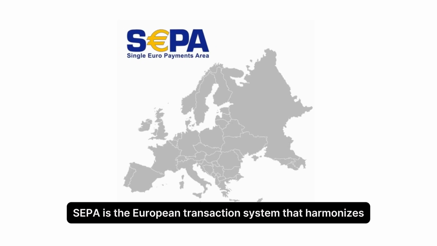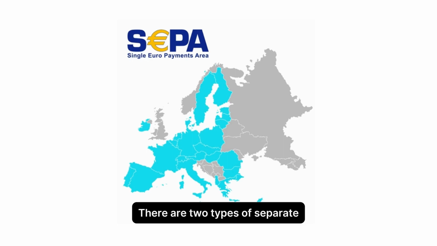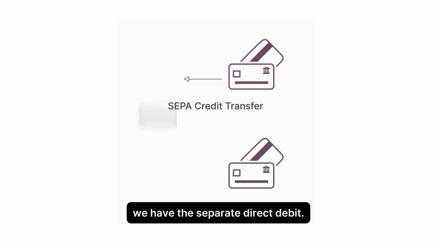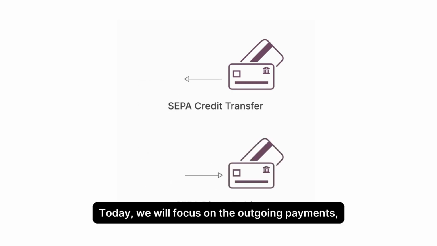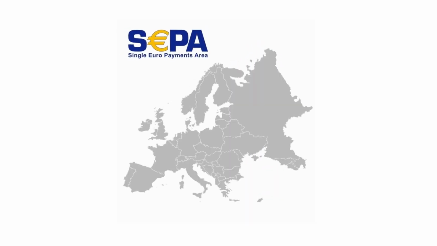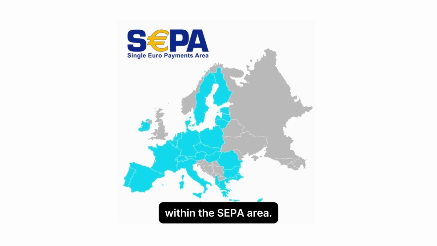SEPA is the European transaction system that harmonizes how cashless euro payments are made across Europe. There are two types of SEPA payments that we can deal with in Odoo. The first one is for outgoing payments, which is SEPA credit transfer, and for the incoming payments, we have the SEPA direct debit. Today, we will focus on the outgoing payments, meaning the SEPA credit transfer side, which are one-time transfers or recurring payments within the SEPA area.